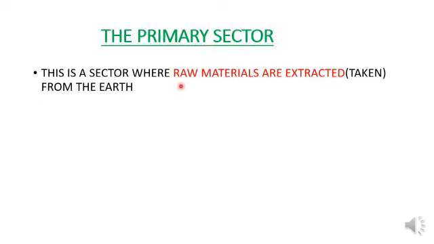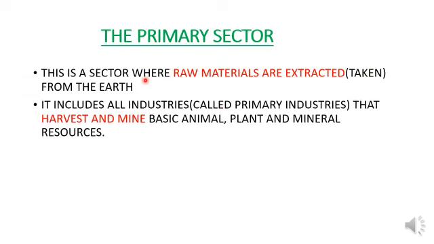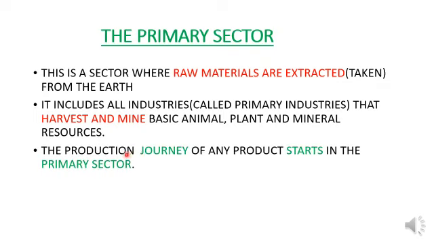This is a sector where raw materials are extracted. To extract, remember, is to take, so the raw materials are taken from the earth or from land or from their original state. So it includes all industries, which we call primary industries, that harvest and mine basic animal, plant, and mineral resources. Okay? The production journey of any product starts in the primary sector. There is no product that just comes from nowhere without having influence or input from the primary sector. So this is the origin.